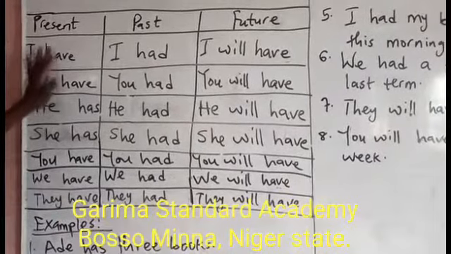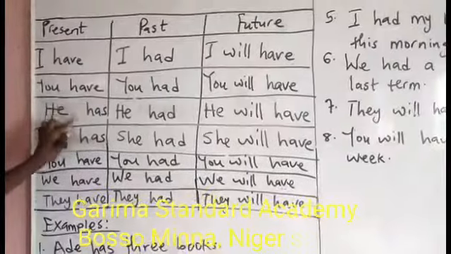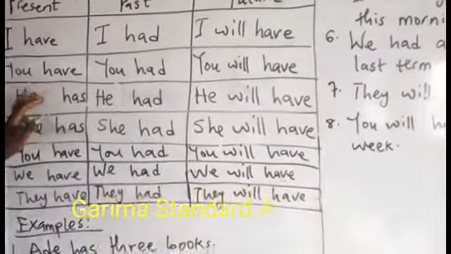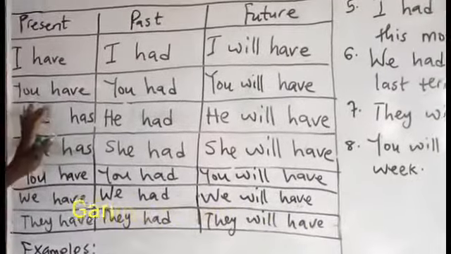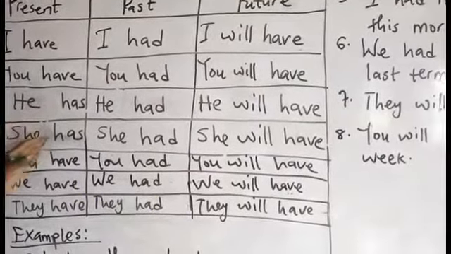Now, on this column, all the verbs are the same except there's two. The two changes to has. In these two now we have the change. The verb changes from have to has.